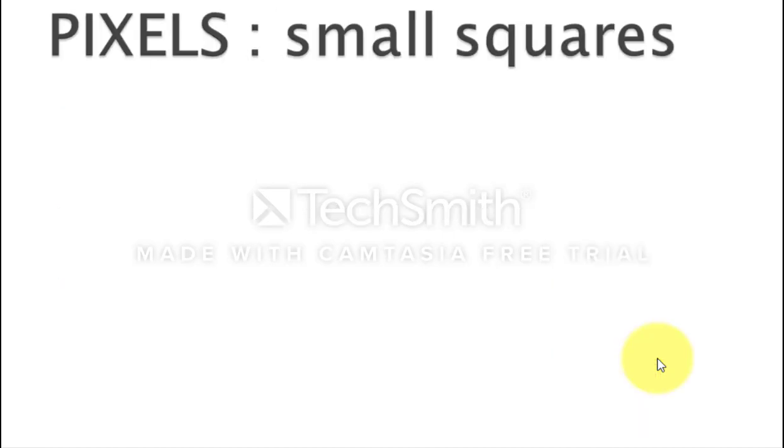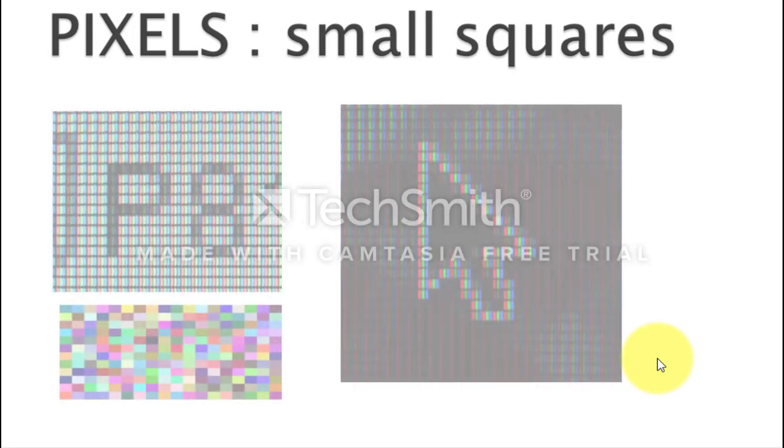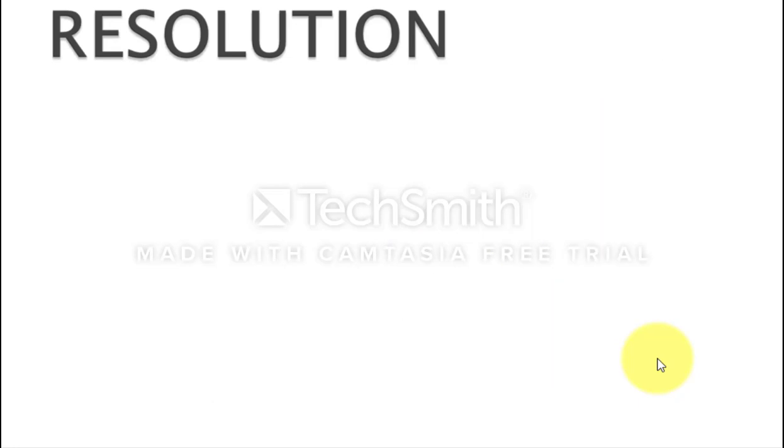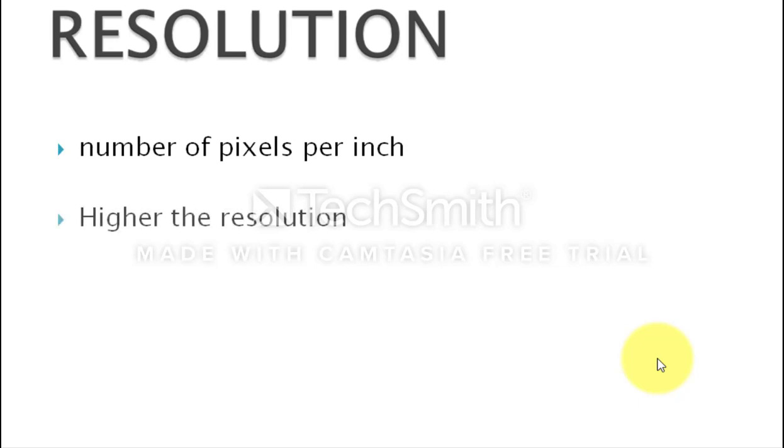So every image consists of pixels. Now, what does resolution mean? Resolution means how many pixels there are per inch of the image. Okay, so resolution is the number of pixels per inch. The higher the resolution, the more the number of pixels.